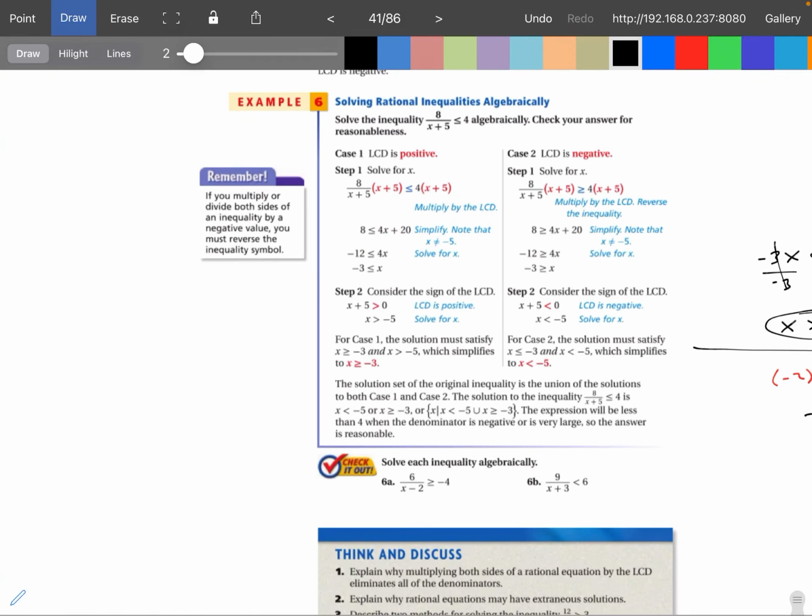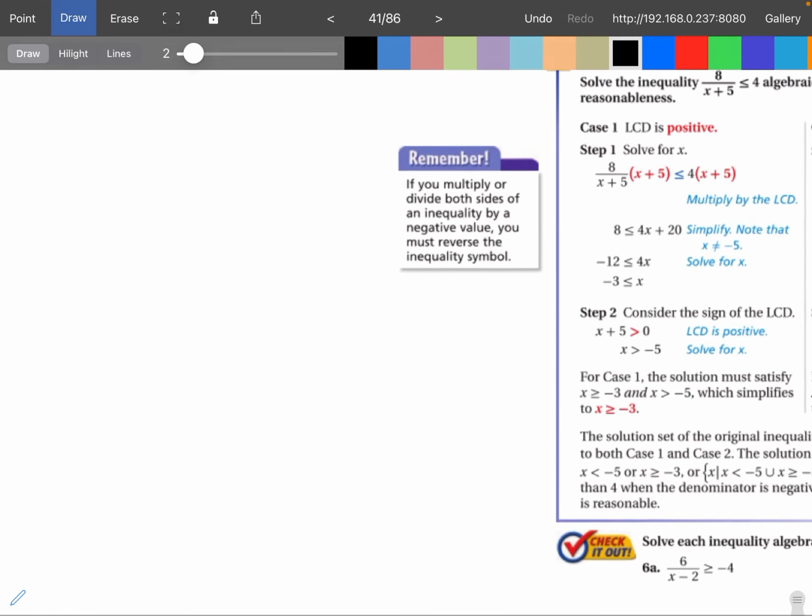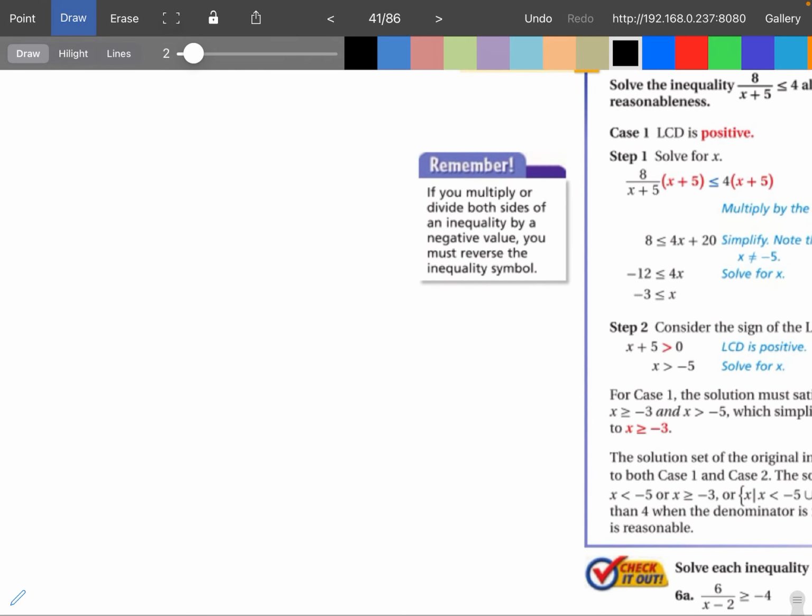So anyways, that's just my little introduction to inequalities. Let's see how that's related to what we have to do now. So let's go over here and solve this thing. Let me write this problem down. So what are we trying to do? We're trying to do 8 over x plus 5 is less than or equal to 4.